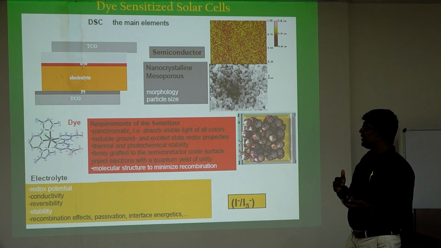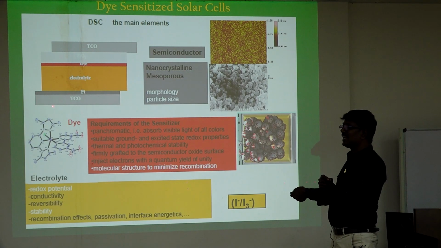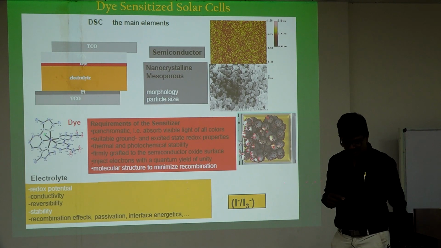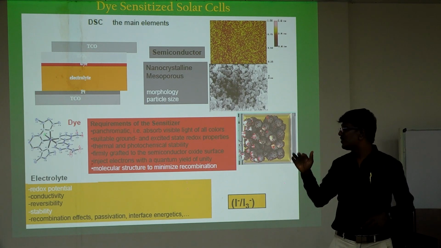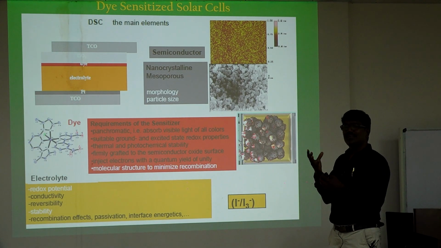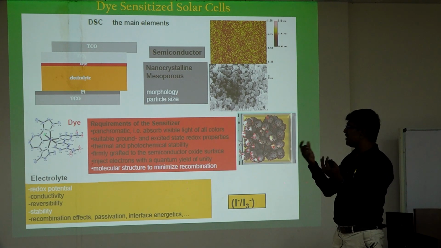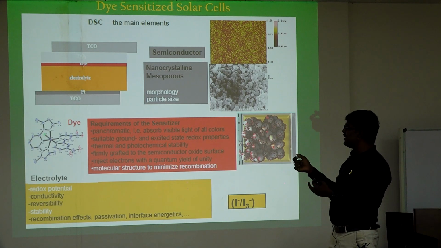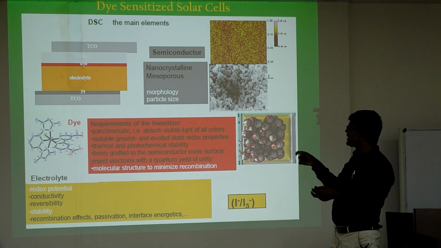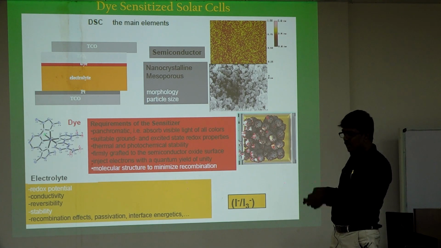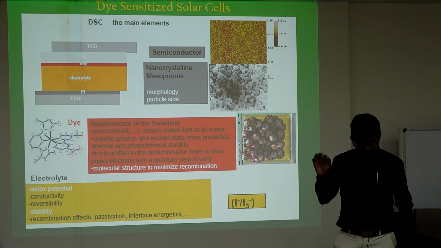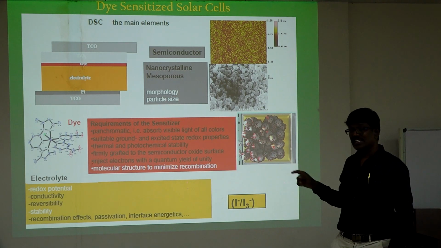On the other side, we take another TCO, transparent conducting glass, over which platinum is coated. We have to coat the platinum on the surface of this one by the sputtering method, or there are different methods. We can do sputtering or spin coating, or different methods are there. We can coat the platinum on the surface. Why do we choose platinum? Platinum is a good catalyst for this reaction.